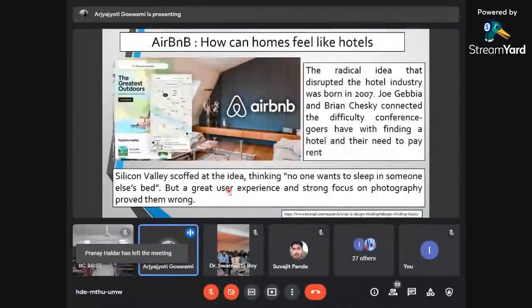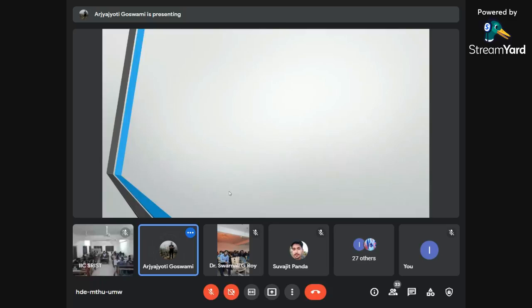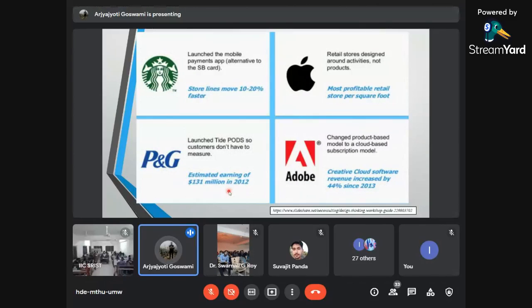Okay, Airbnb, they took a problem: how can homes feel like hotels? Because this was a common problem. People used to go to conferences, and there they used to struggle with finding a room. So Airbnb tied up with the homeowners, and gave them the option that one room you can keep, which can be made available to the guests, and they can book it, and you will also get some money. Guests will also pay less compared to a hotel, which was a win-win situation for all. Okay. So there are other examples also for design thinking.